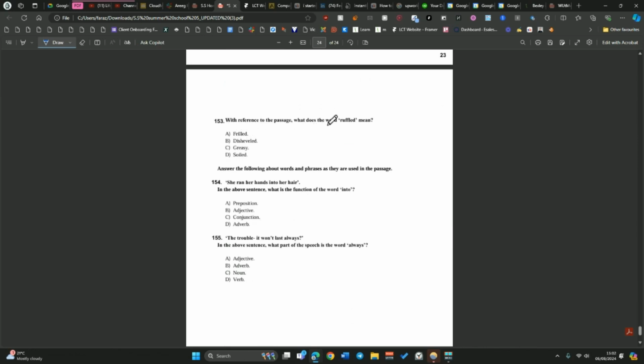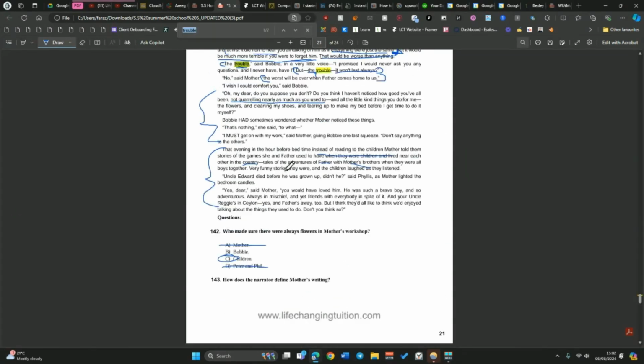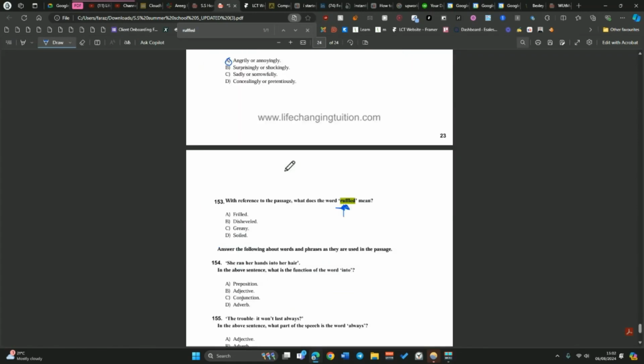153. With reference to the passage, what does the word ruffled mean? Imagine a fox ruffling through the leaves or something like that. But we have to actually look at the context here and figure out how it's being used. So I'm going to go ahead and look for it. I'm going to cheat and actually search it on the document.